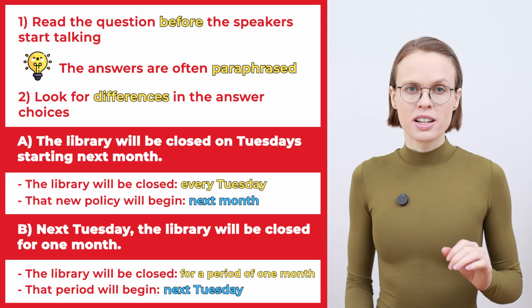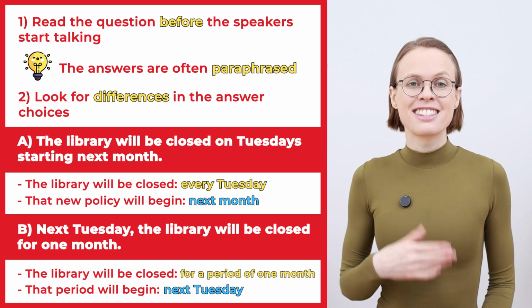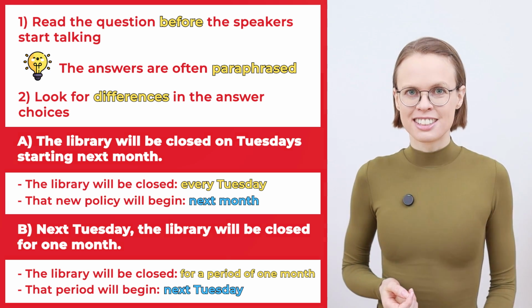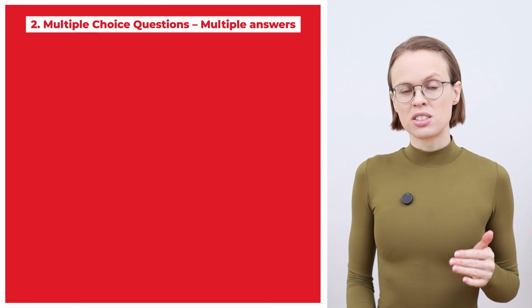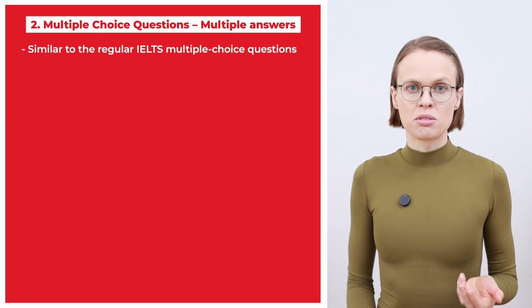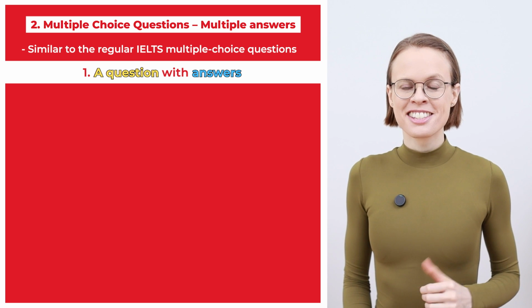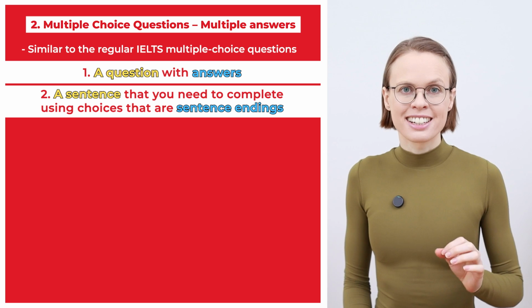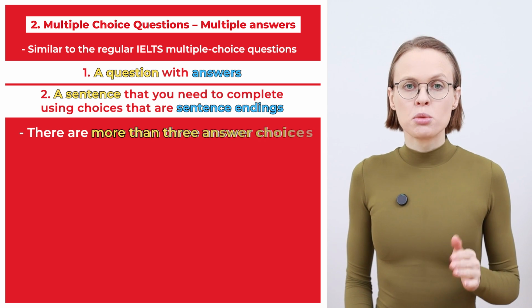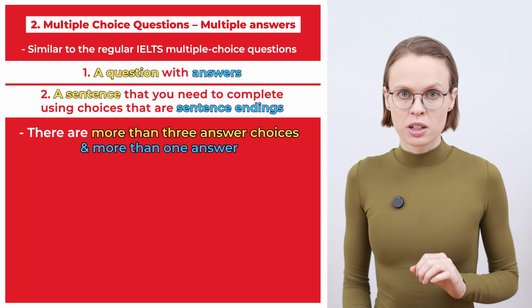In other words, the choices may appear close, so it's up to you to show off your language skills and select the one that matches what you hear. Now, let's have a look at multiple choice questions that require you to choose multiple answers. The structure of these questions is similar to the regular IELTS multiple choice questions. They have either a question with answers or a sentence that you need to complete using choices that are sentence endings. However, there are more than 3 answer choices, and the instructions tell you to choose more than one answer.